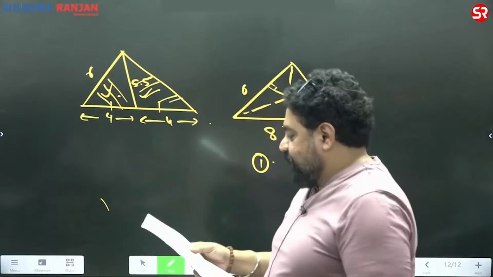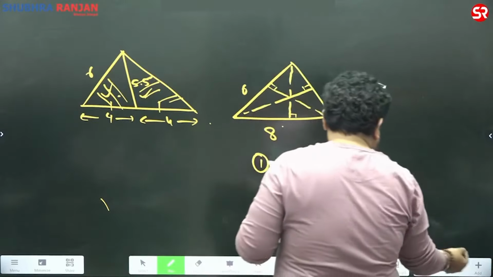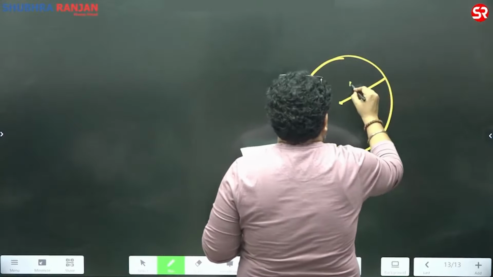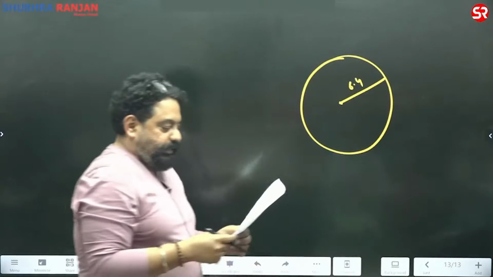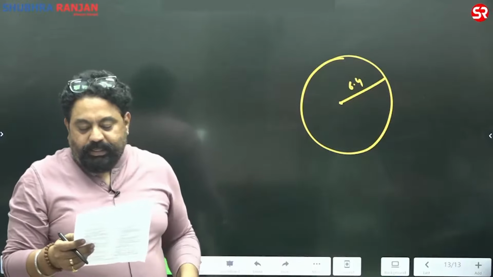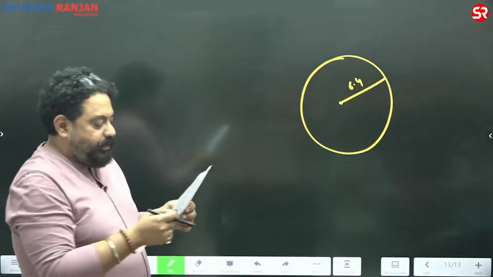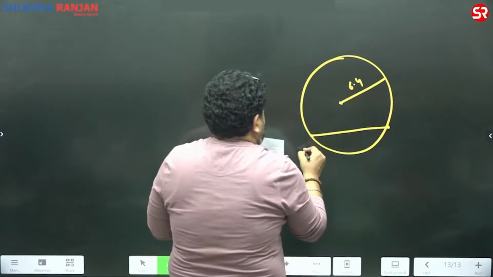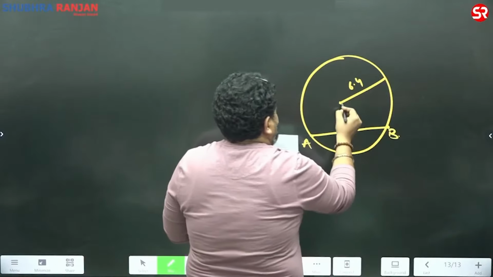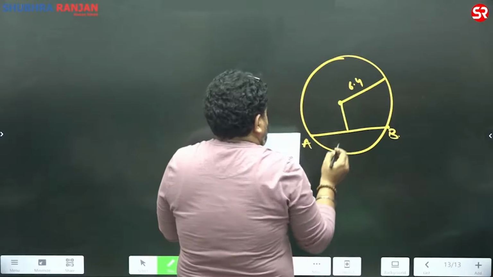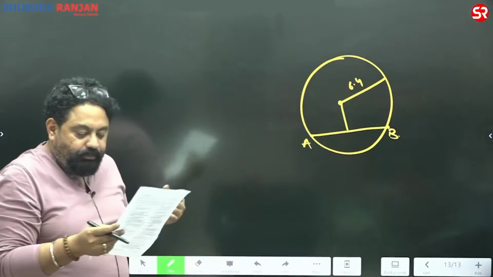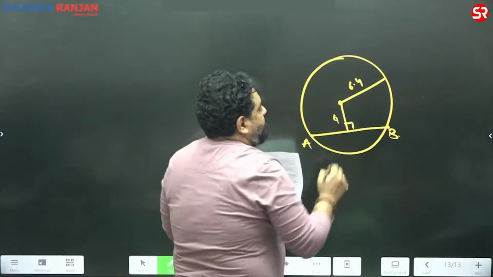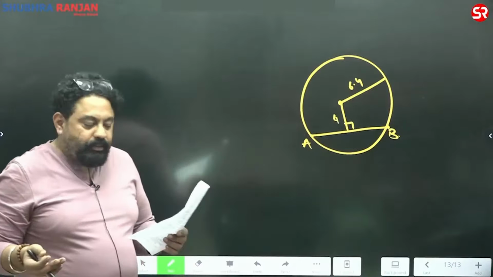The radius of the circle is 6.4. What is the length of the chord? The length of the perpendicular from the center to the chord is given to you. Suppose AB is a chord. He says the length of the perpendicular from the center to the chord is 4 cm. So this is 4 cm. The question is the length of the chord.